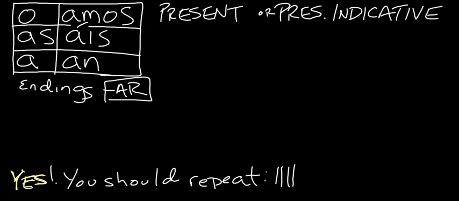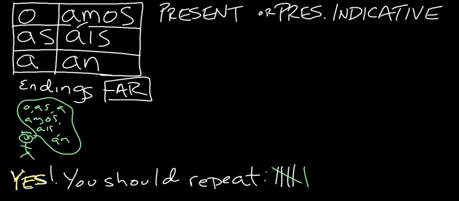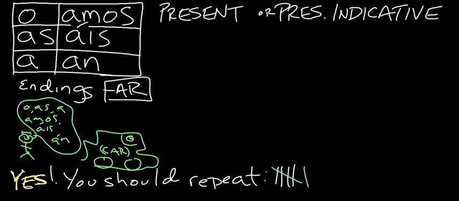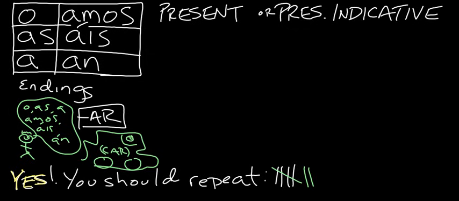And our goal with this: o, as, a, amos, áis, an. See, I need you to be walking places and just saying that. I need you to be in your car and just doing it. And I need you to get that to be a part of who you are. Don't forget, see that little thing right there? Accent.